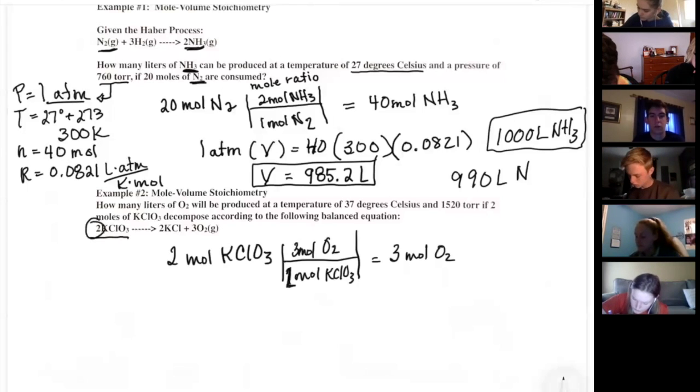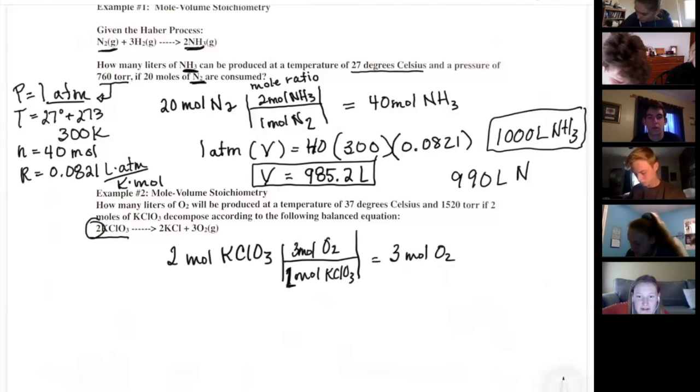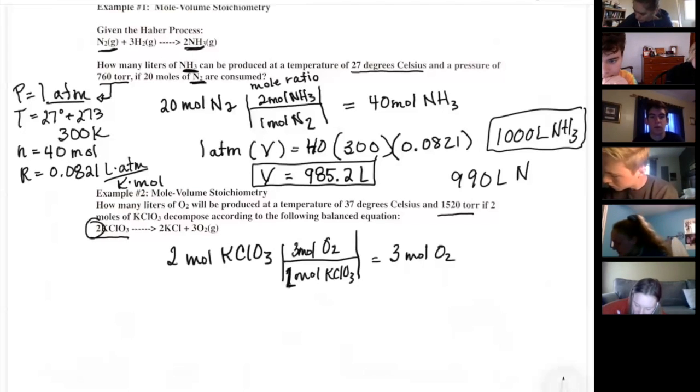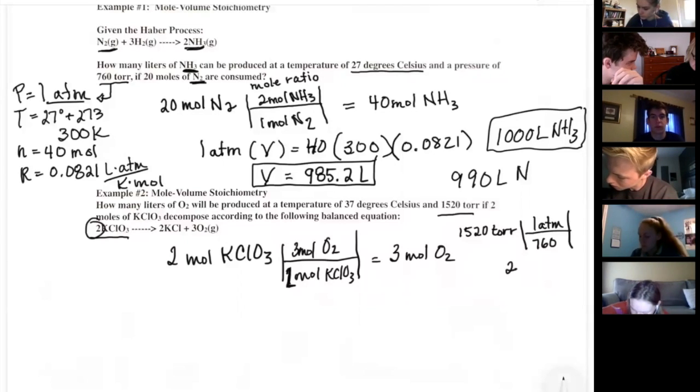Lauren, what do we do next? Then we take it and we plug it into the one equation, the PV equals nRT. Correct. So here we have pressure in torr. We don't like that. So the first thing you're gonna have to do is convert this to ATM. So 760 to 1 ATM. It's 2 ATM flat.